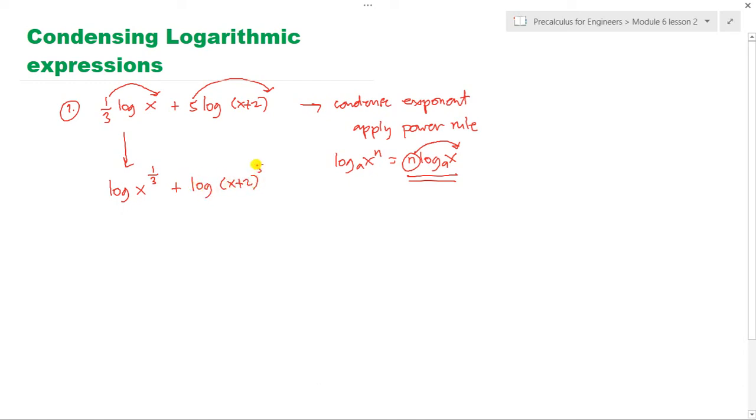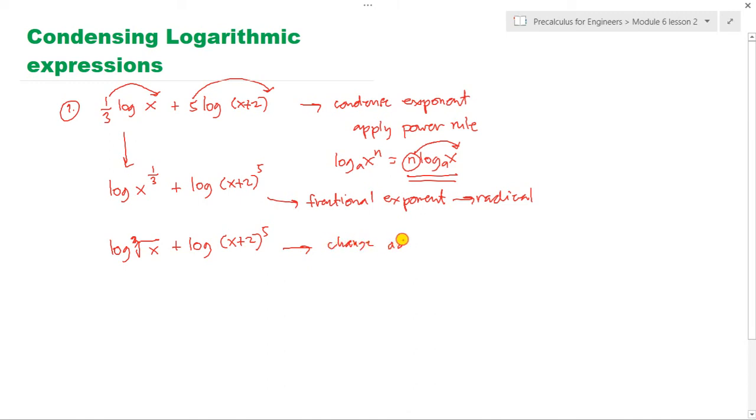Now, we have a fractional exponent. When we have a fractional exponent, we change it into a radical expression. So this becomes log of the cube root of x plus the log of x plus 2 raised to the 5. Since the terms are still separated by addition, now change addition to the multiplication property.